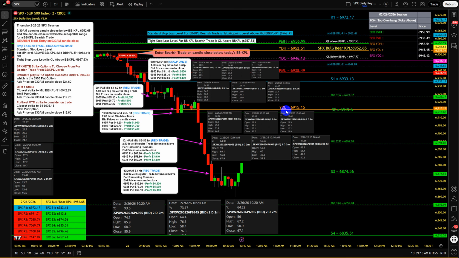So in this case, the YDL level, as you can see here, is very close to the S2 level on this day. So we have confluence with those two levels. And in this case, on this 10 a.m. candle, it takes out both of those levels. So we have an S2 hit and a YDL hit on this 2-level move.